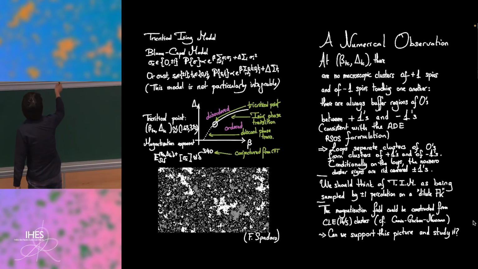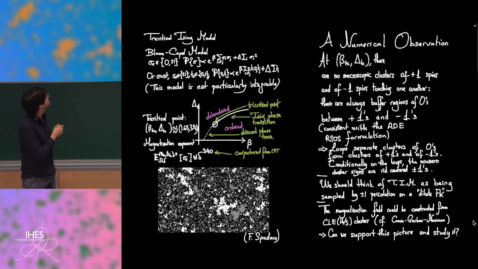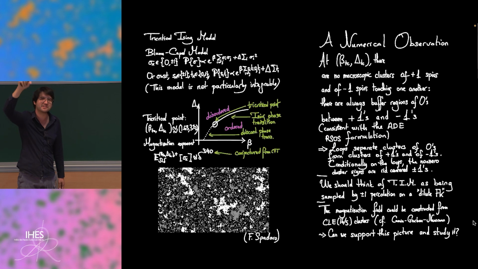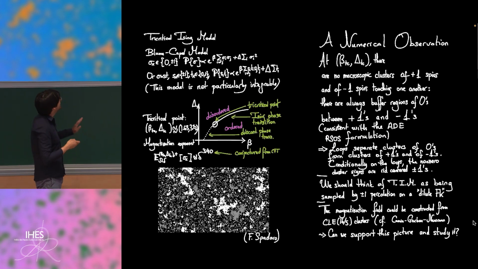Another way to say this is that there are also other lattice models than Blume-Capel, called RSOS or ADE models, where the spins take values on a Dynkin diagram. The Dynkin diagram has three vertices like this: 0, 1, and minus 1, and plus 1 is never allowed to be next to minus 1, and that's it. You can either forbid it explicitly or see that appear spontaneously. Well, anyway, so that's an observation.